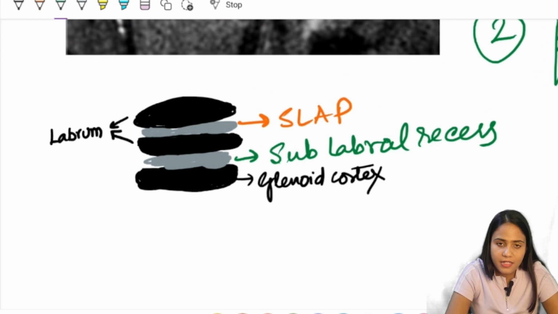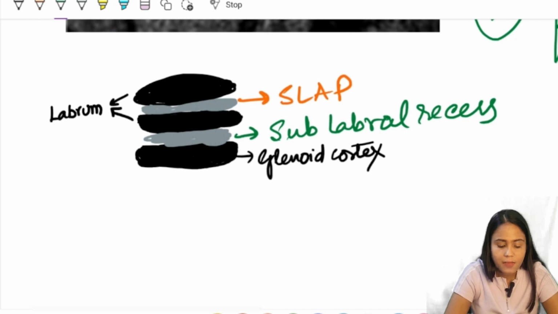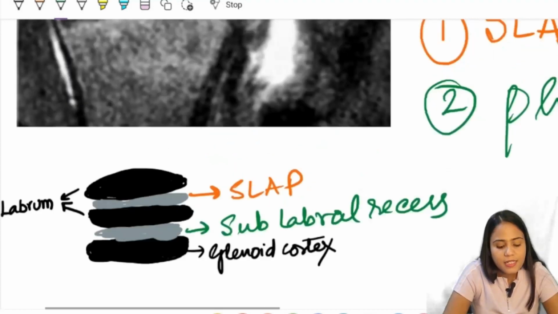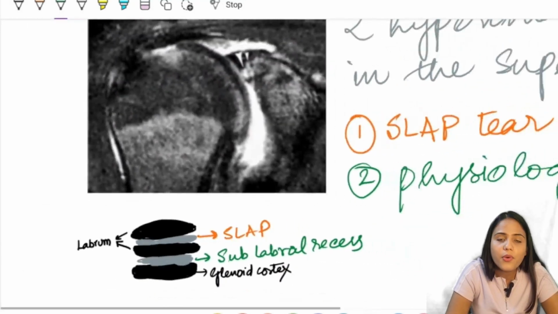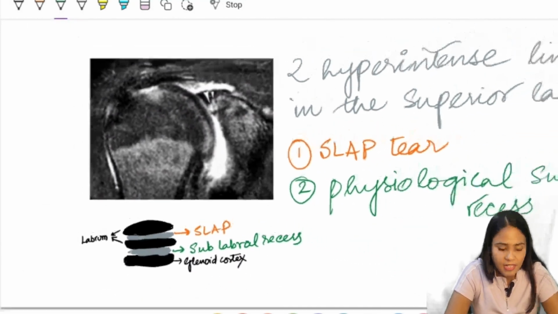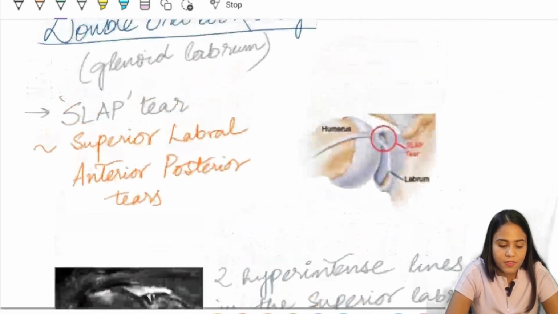We have layer 1, a labrum, layer 2, labrum, and between the two labrum we have the SLAP tear's fluid, which is the first hyperintensity. This is one biscuit of the Oreo. The next is again the labrum, which is darker. The cream in between, the hyperintense line in between, which is the sublabral recess fluid, and then again the biscuit, the glenoid cortex. This is the double Oreo cookie sign that we see in a SLAP tear of the glenoid labrum.